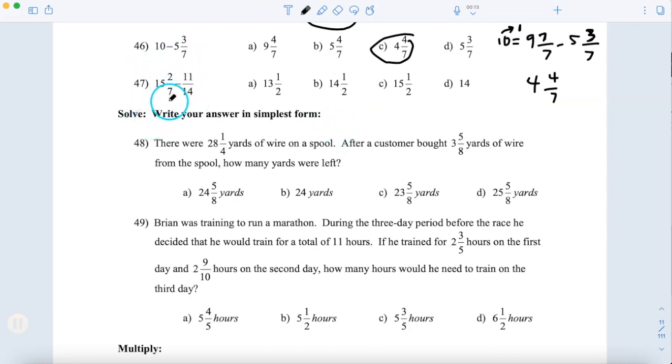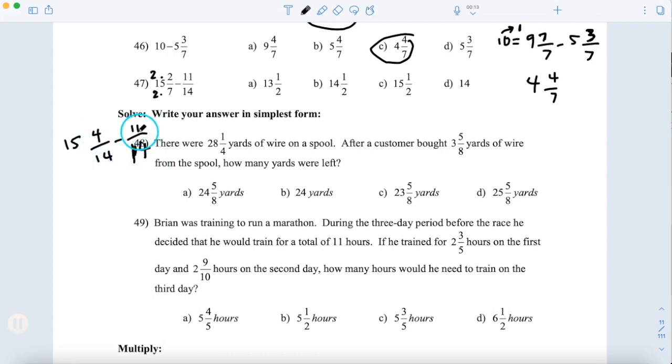Okay? Now I have a different denominator, so I've got to work with the denominator. So first of all, let's turn this into the same denominator. By what number do I need to multiply the 7 to get 14? Times 2. I'm just doing the fraction. So this is going to give me 15, 2 times 2 is 4, and 2 times 7 is 14. Alright? Minus 11 over 14. The reason I did that is now I have the same denominator.